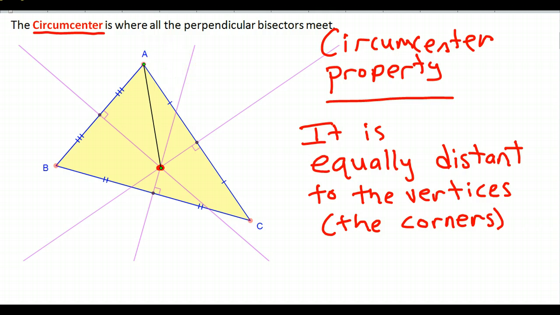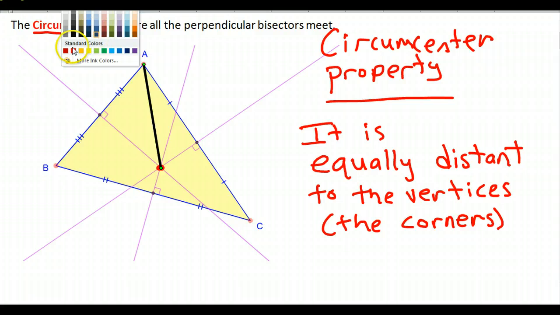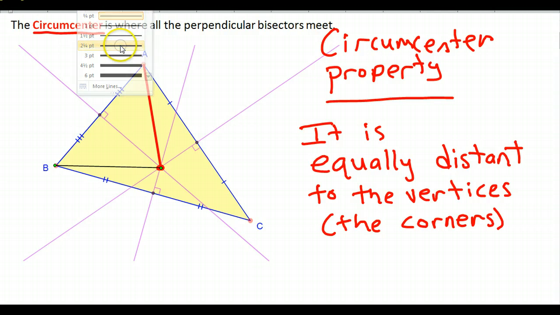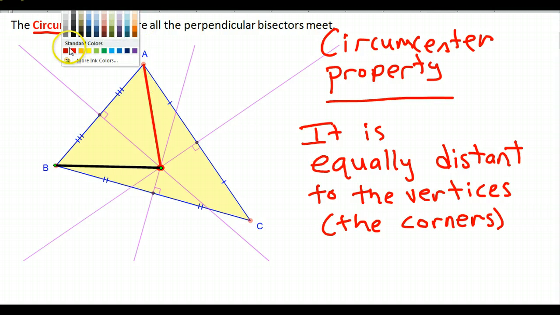I just want this to show up easily. So there's one distance to one of the vertices. And then if I were to also measure the distance from the circumcenter to vertex B, what do you think I would find if I measured these 2 distances? These 2 distances should be the same.